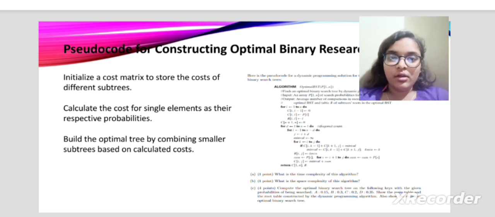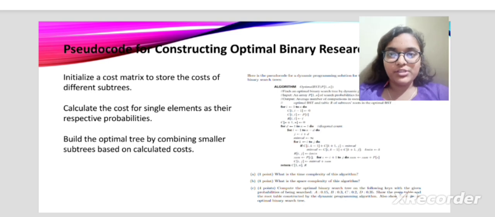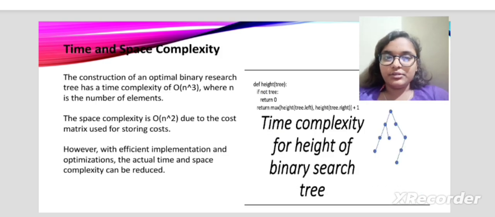Next is pseudocode for constructing optimal binary search tree. Initialize a cost matrix to store the costs of different subtrees. Calculate the cost for single elements as their respective probabilities. Build the optimal tree by combining small subtrees based on the calculated costs.